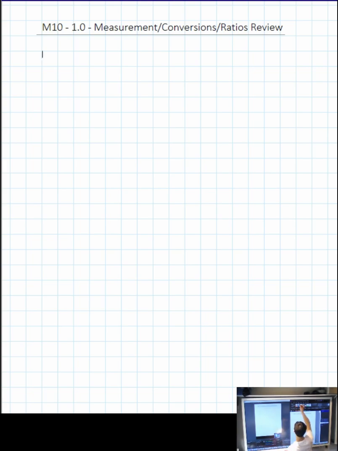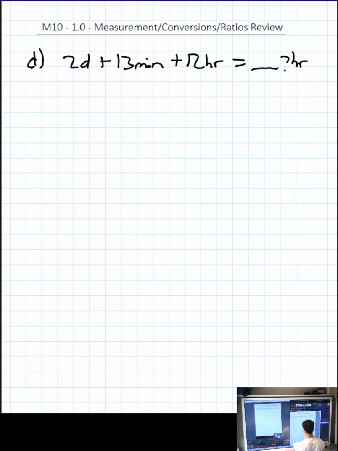Okay, so we have 2 days. This is 2D. We have 2 days, 13 minutes and 12 hours. Converting it into hours equals question mark hours. So we need to first take 2 days, 2D, times 24 hours in a day, which is 48 hours.